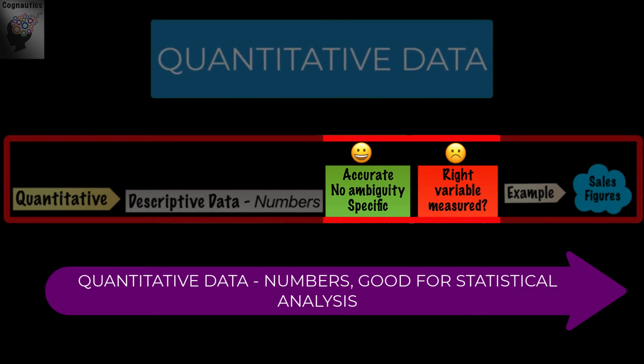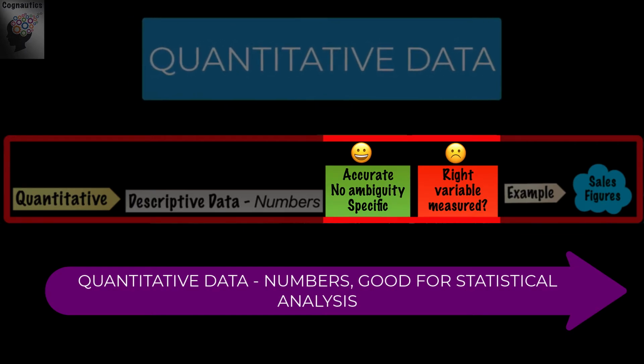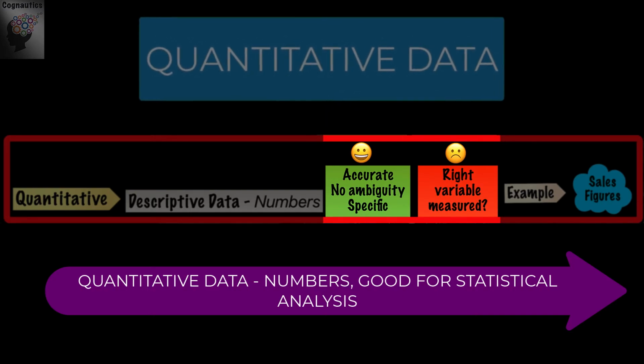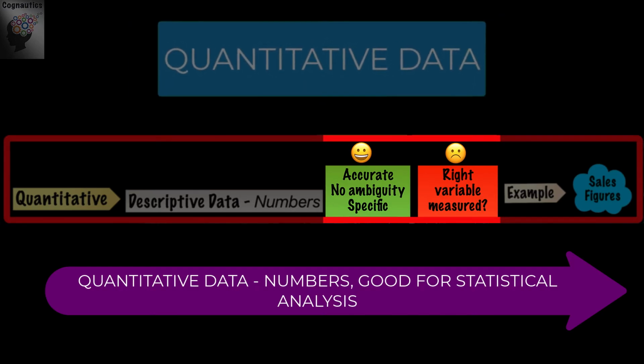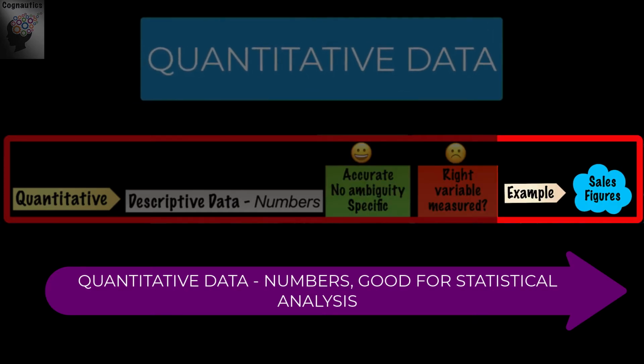Accurate data is unambiguous and specific, and both these characteristics are important when making planning decisions, managing risk, or spotting market trends. The disadvantage with this data type lies in the lack of context and hinges on whether the right variable was being measured in the first place. Sales figures are a good example of quantitative data.